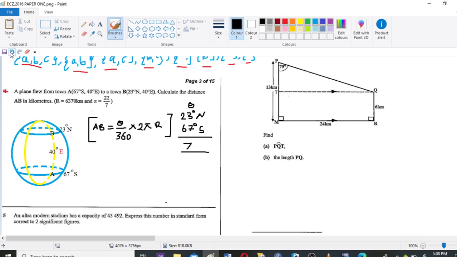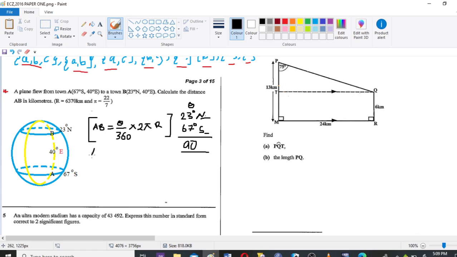We are just adding here. You can look at the signs: we have north and south. With different signs we add, with same signs we subtract. We take it that way. So we are getting nothing but 90, and we can proceed.